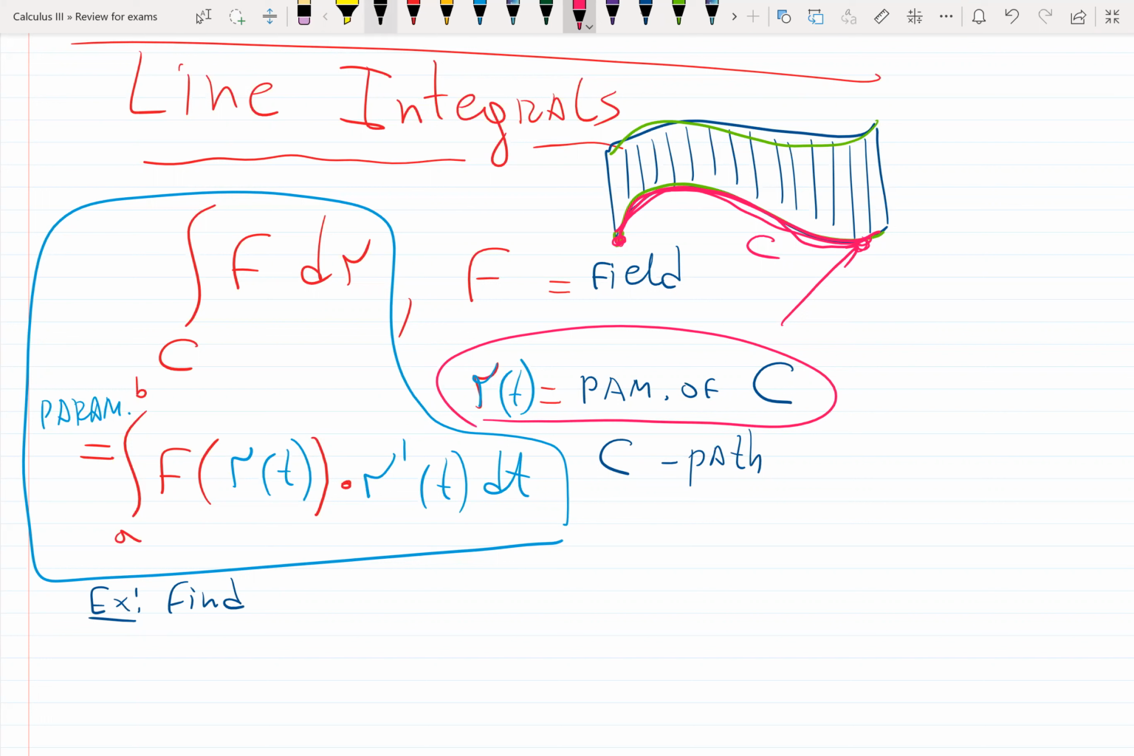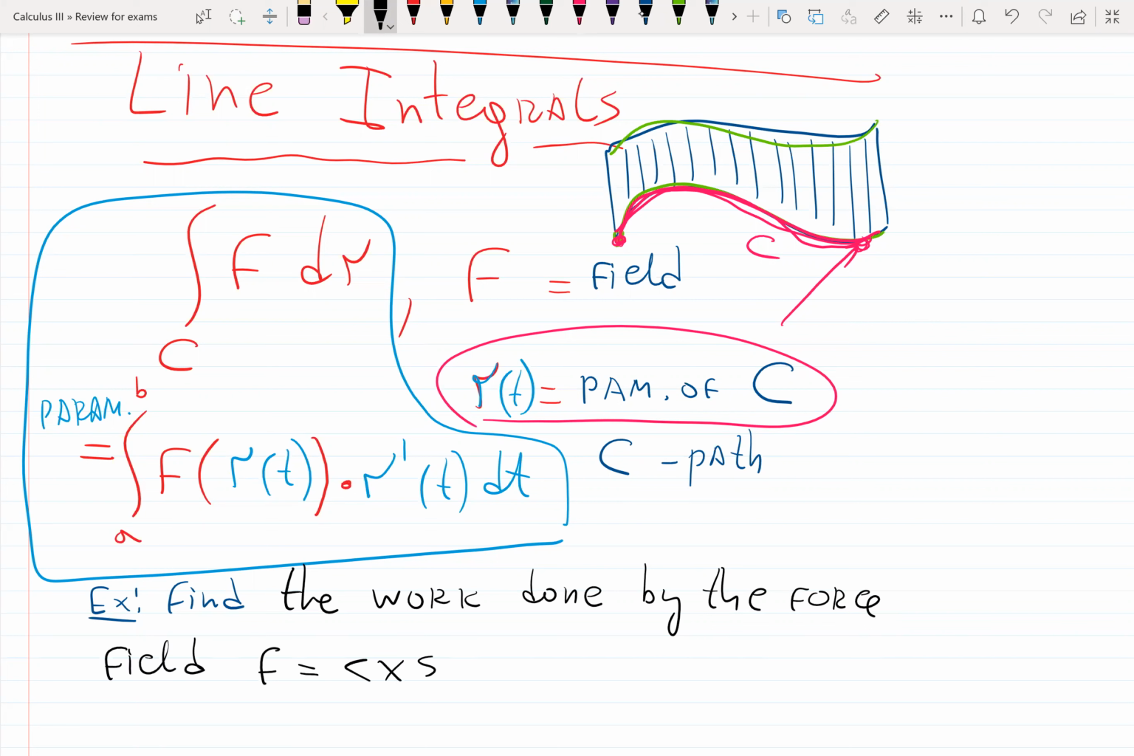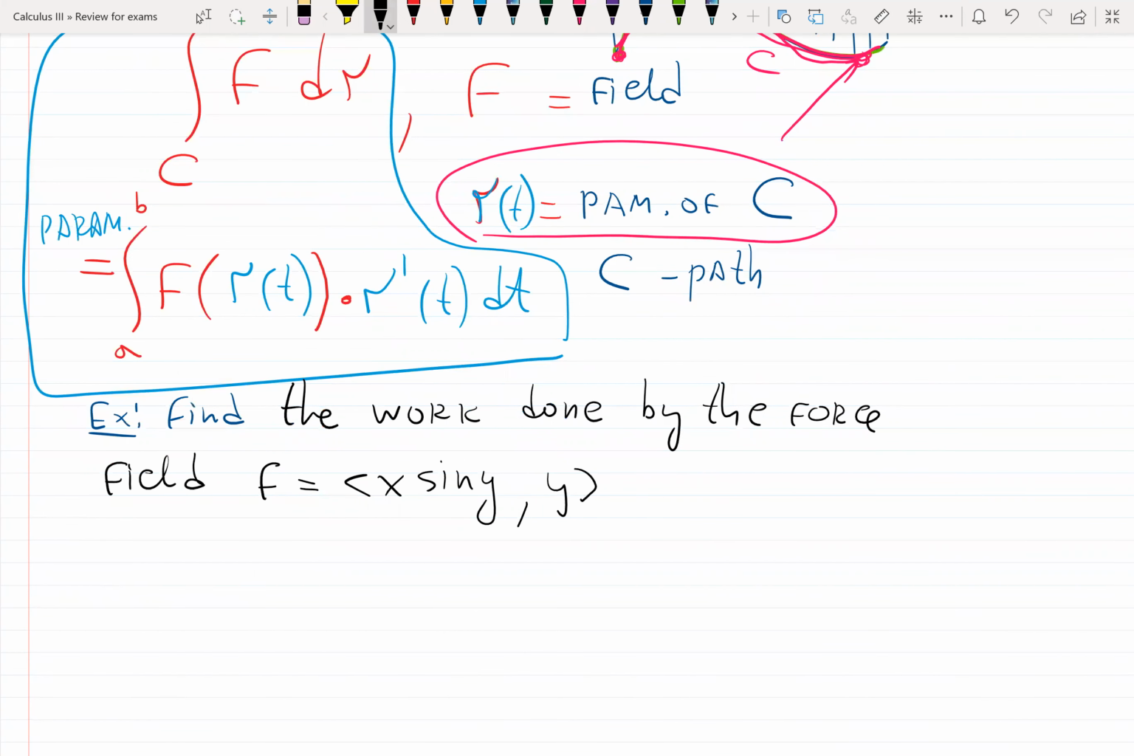So find the work done by the force field F, and they give you F as x sin y, comma y. Again, what does it have to do with the work done? A very cool way to explain it is that you're running on a track or a marathon, but there's a very strong wind. Will the wind help you? Will it be against you? Or will it make no difference to your running? That is exactly what they're saying here.